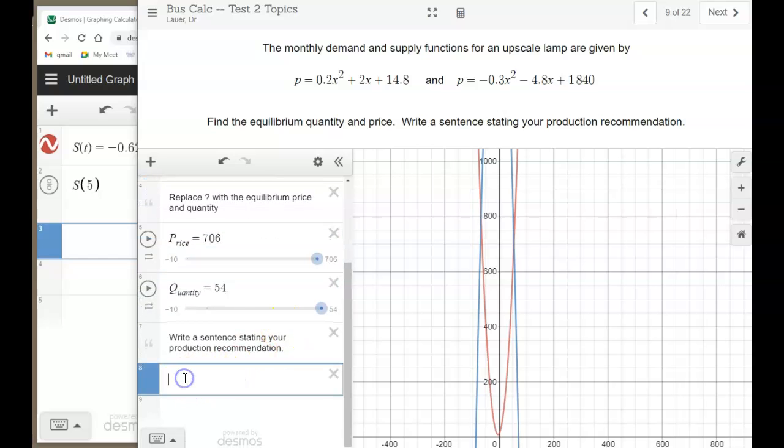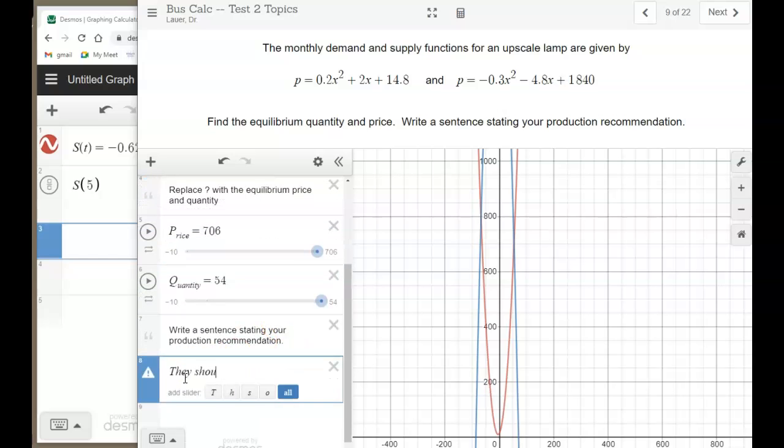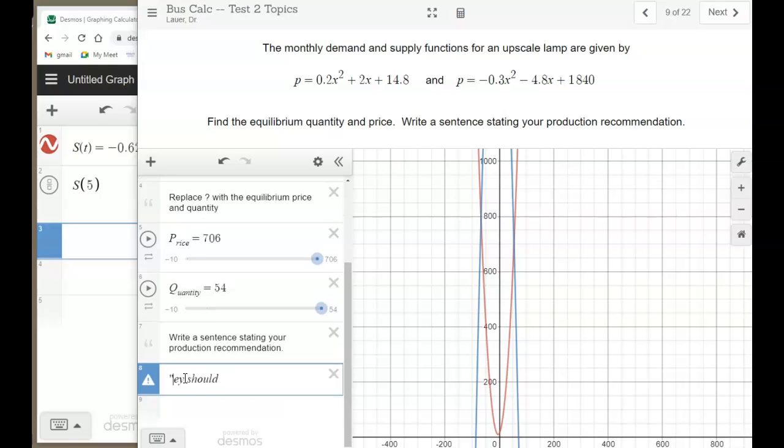So I want a sentence again. I forgot the quote again. Quote, they should produce 54 units at $706 each.